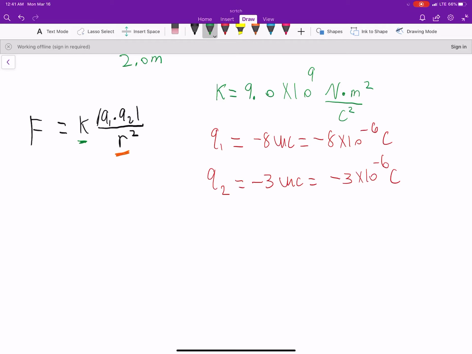So now we have all this. The force is equal to 9 times 10 to the 9th. I'm going to leave the units out just to make it a little less messy. Times the absolute value of negative 8 times 10 to the negative 6 times negative 3 times 10 to the negative 6.